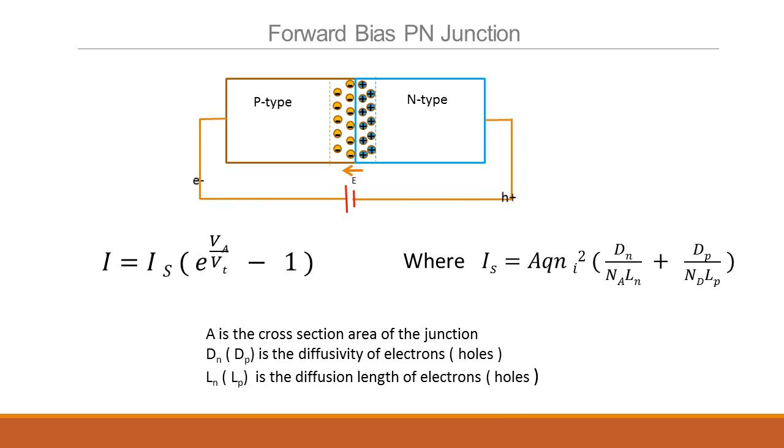It is the average length it travels before it combines with an electron or a hole, a majority carrier. Right? You really don't have to remember all this. Just remember that it is dependent on Ni square and the diffusion constants, as well as the doping concentration. So Is is actually a pretty complex function. We'll give the temperature dependence and other things a bit later. But Is times e power VA by Vt minus 1 is the forward current under forward bias.